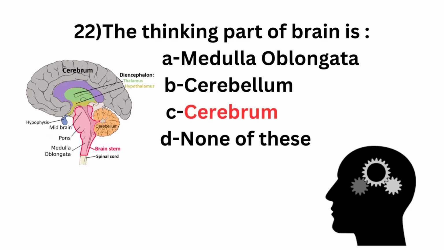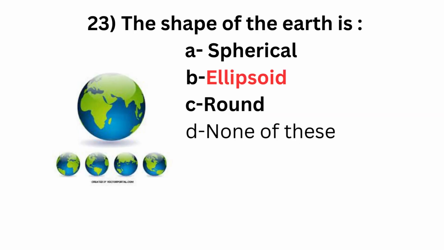And the thinking part of brain is cerebrum. Cerebrum is the largest part of the human brain. It is also the first part of human body. So thinking, logical reasoning ability, speaking, all these are the functions of cerebrum. And the shape of the earth is ellipsoid.